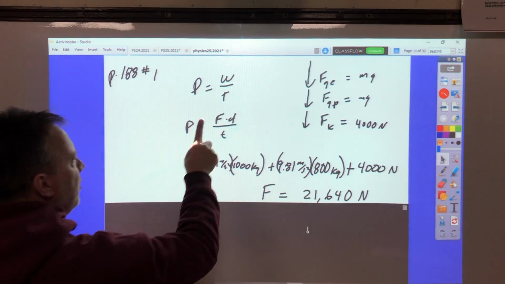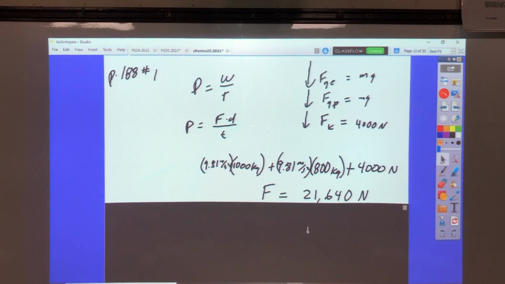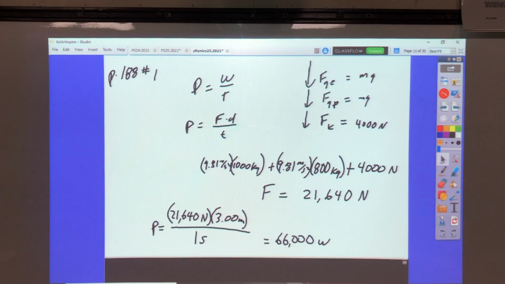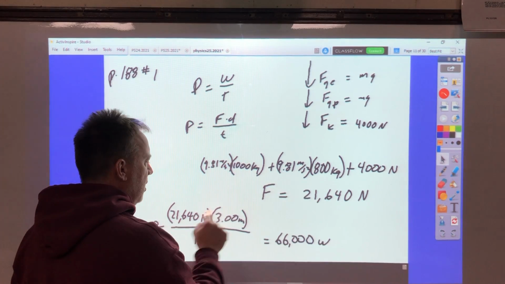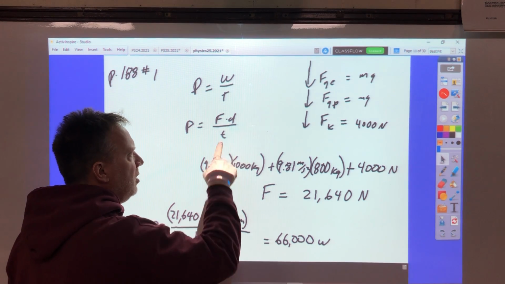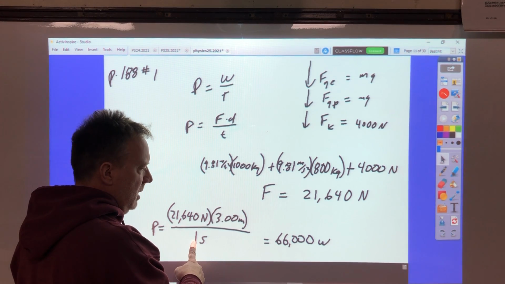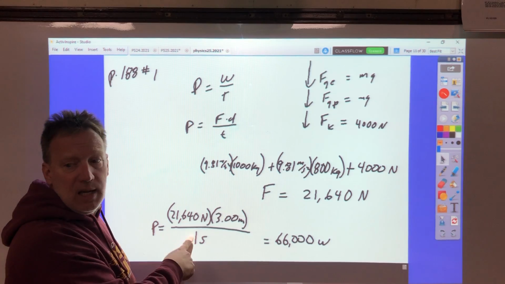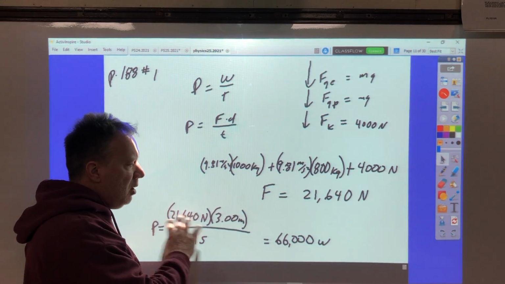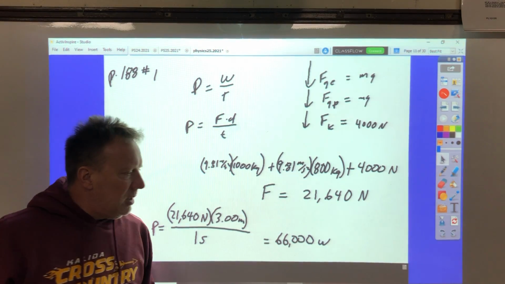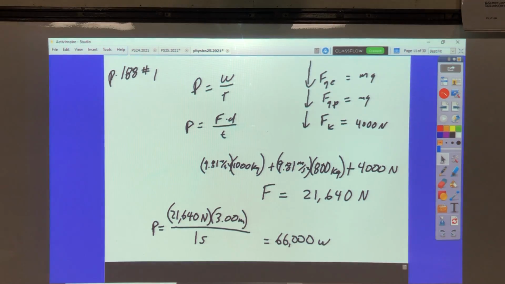Now we've got that force times the distance and divide by time to get power. So you are going up 3 meters. Here's my force, distance of 3 meters, and you're going to do that every second. If it's 3 meters per second, I think that's what it says. It's 3 meters every 1 second. Multiply out, and it's a 66,000 watt elevator.